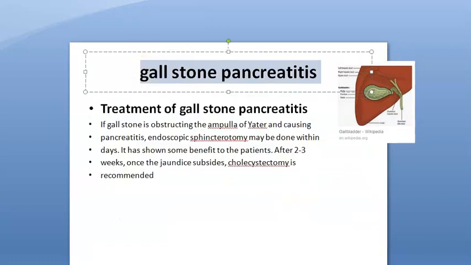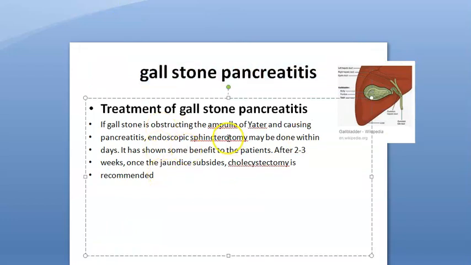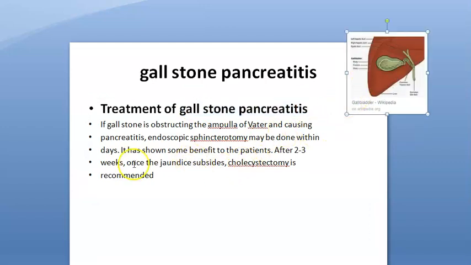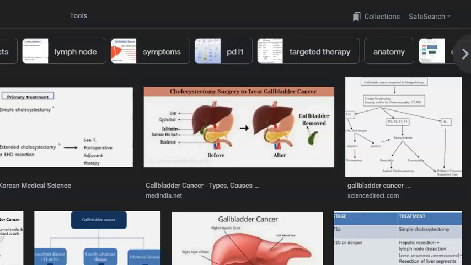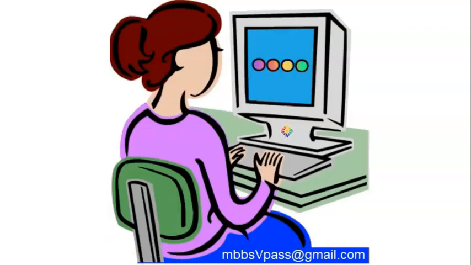Now let us say that the person has pancreatitis. What will you do? If the person has gallstone pancreatitis, that is, pancreatitis because of gallstones, what will you do, guys? After the jaundice, etc. subsides, they will do cholecystectomy. Same thing: cholecystectomy, cholecystectomy, cholecystectomy. Anyways, now we are done with the treatment of gallstones, everything, medical, surgical, and even the treatment of complications to some extent. Bye-bye.